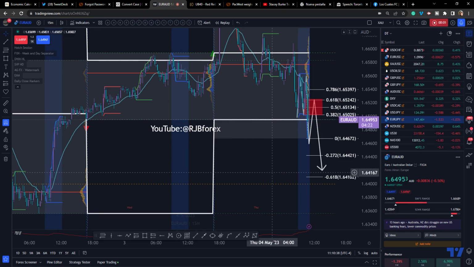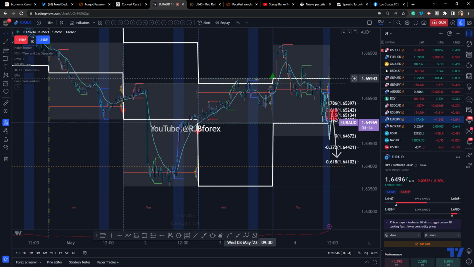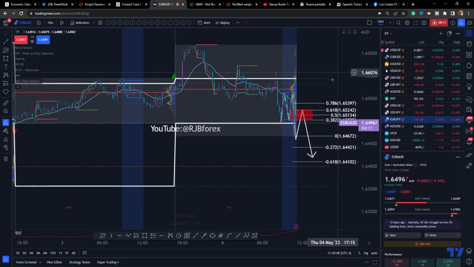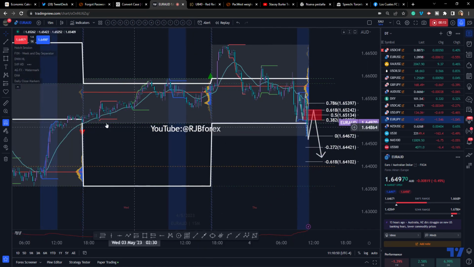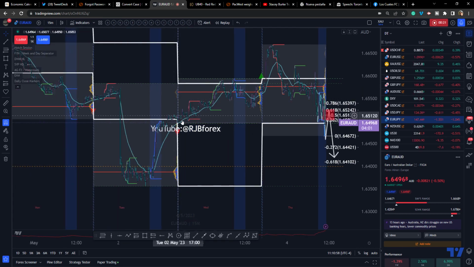So on Euro Aussie, what we can see here is that the price is trying to break yesterday's market range. So you've got the lows of the day down here.